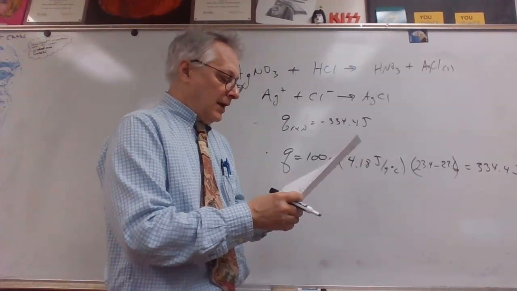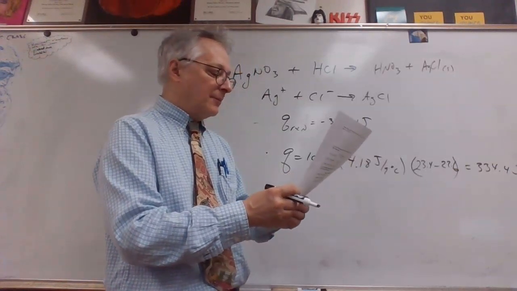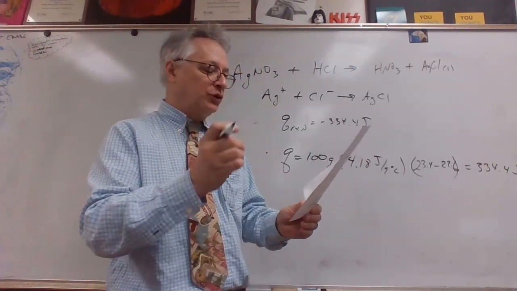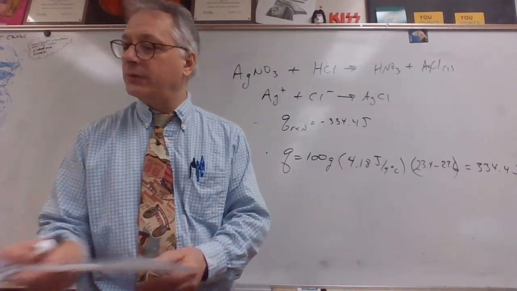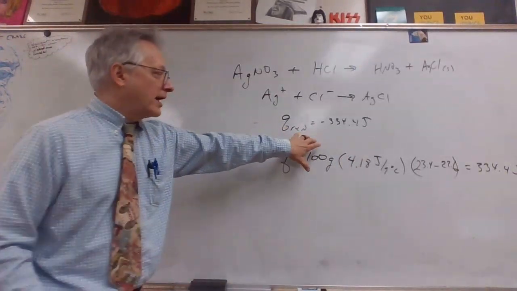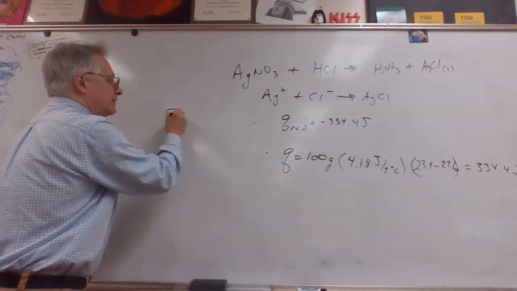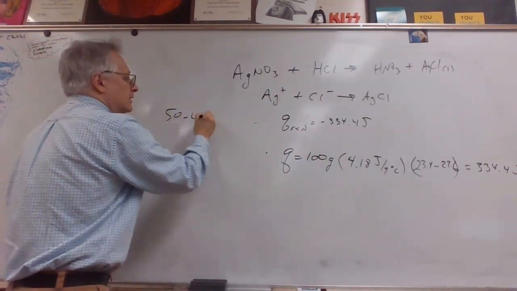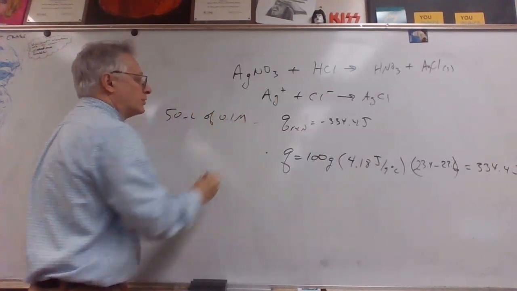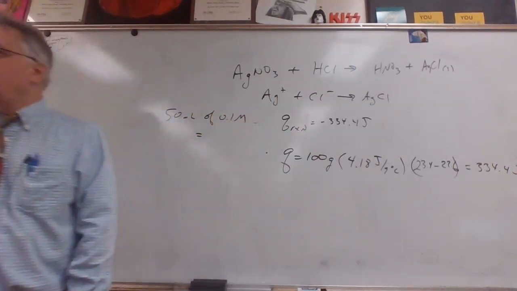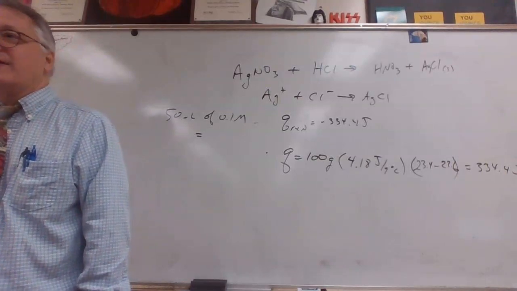Now, they go on to ask in this question, or I guess I went on to ask in this question, calculate the heat that accompanies the reaction in kilojoules per mole of silver chloride formed. So, I've got the joules. I know that I've got 50 mLs of 0.1 molar solution. So, how many moles do I have?